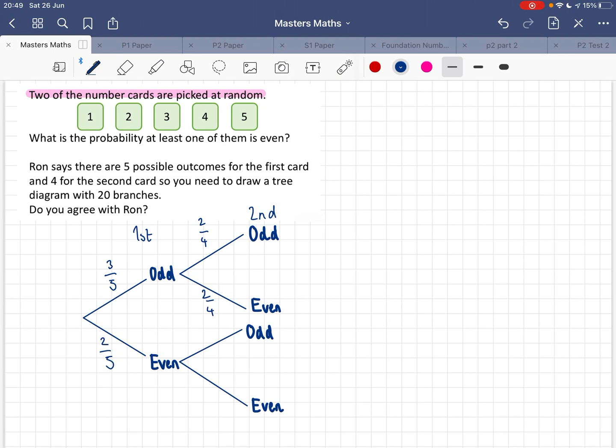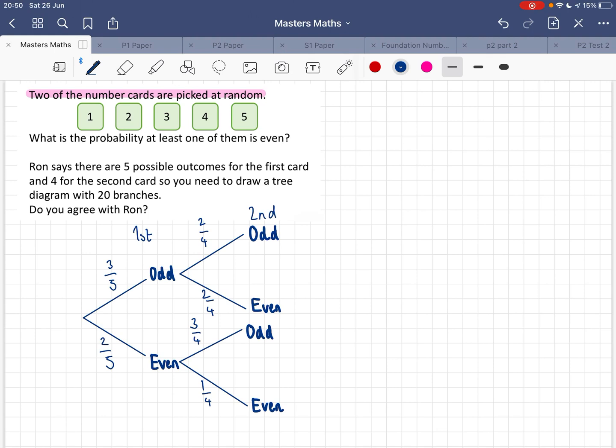Now we ignore that and we go back to the beginning and we think, okay, what if the first card we picked was even? Then, again, we're left with 4 cards because we've taken 1 of them away. But this time, the odd cards have stayed the same. We haven't taken any odd cards. So we've got 3 out of 4 odd cards and we've only got 1 even card left because we've taken 1 of them already. And then we can work out the outcomes and the probabilities that we're interested in.